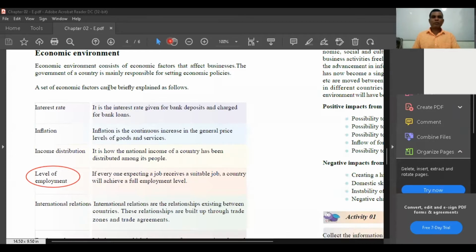Please write down the next one. International relations. Another economic factor.